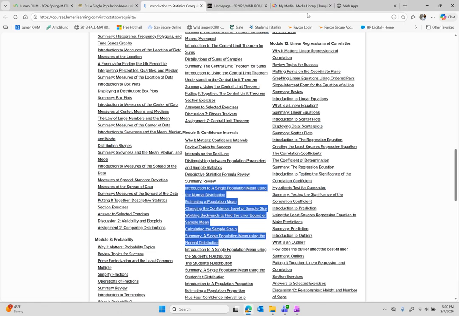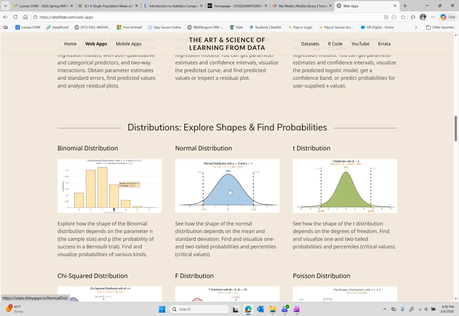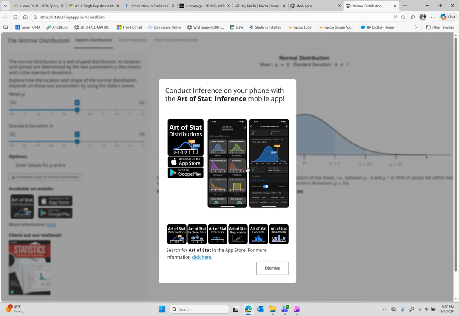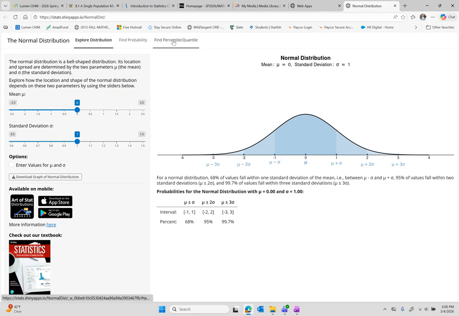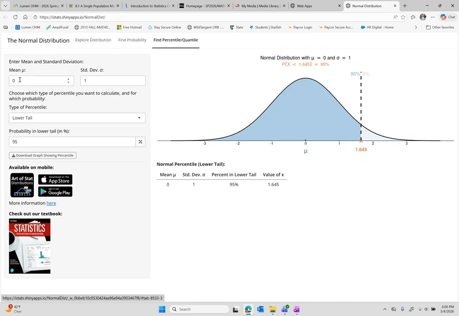So I'm going to use Art of Stat. I'm going to use a normal distribution. I will go under find percentile quantile. I will leave it as the standard normal distribution with a mean of 0 and a standard deviation of 1. So I will be getting the normal curve with 3 tick marks to the right of the mean marked as 1, 2, 3, and 3 tick marks to the left of the mean marked at -1, -2, -3. And you see here that under the z-score of 0, that z-score corresponds to the mean.